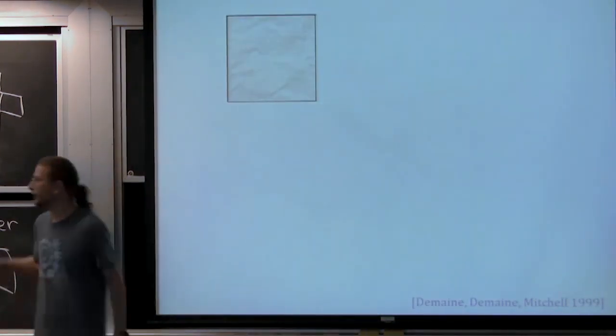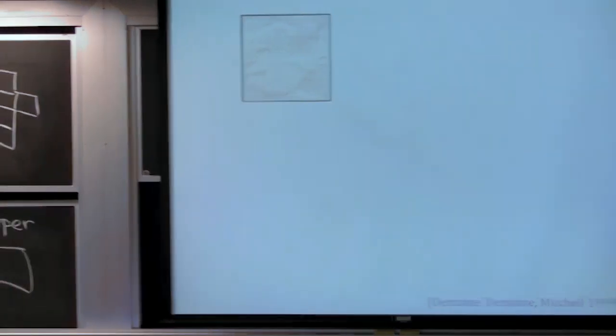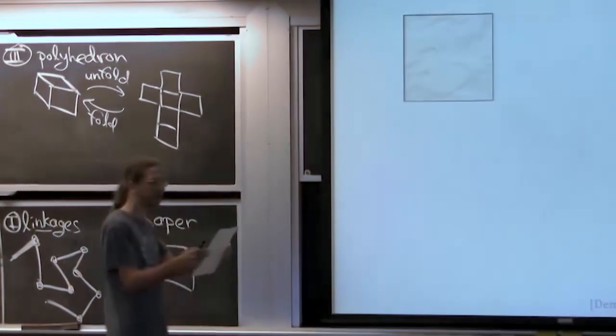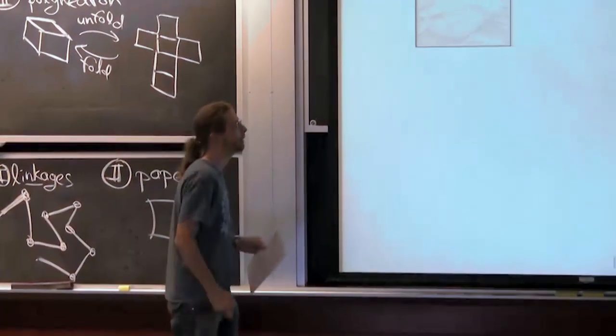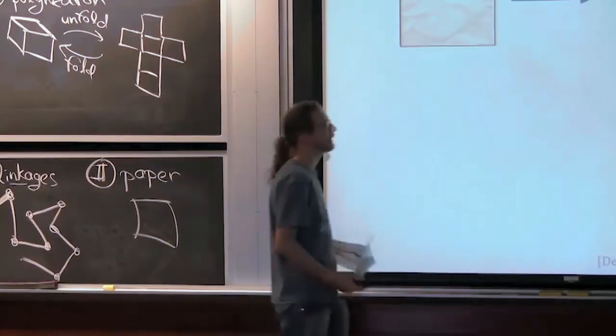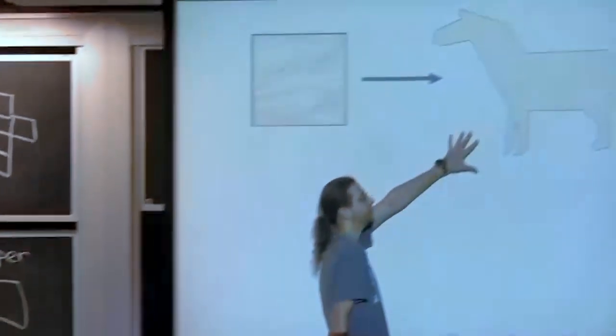So that was the foldability problem. Now on to design. If I give you a square of paper, what shapes can I make? That's the obvious origami design problem. And it turns out you can make any polygon, so you can make any flat shape you want.